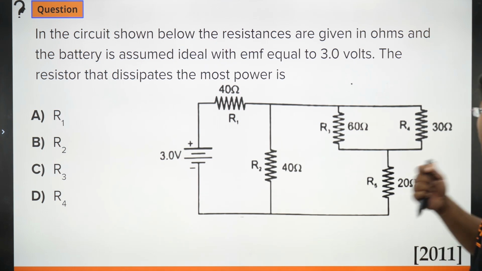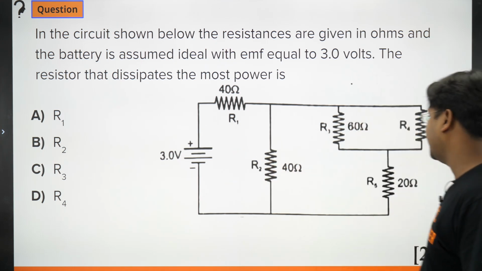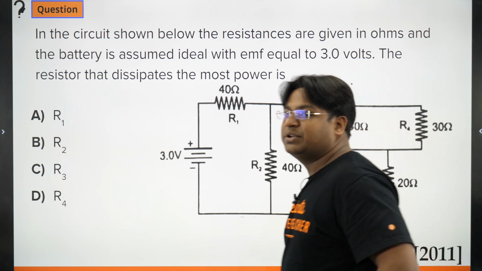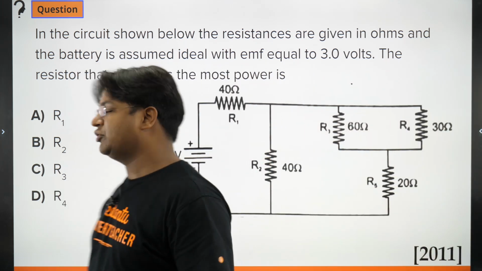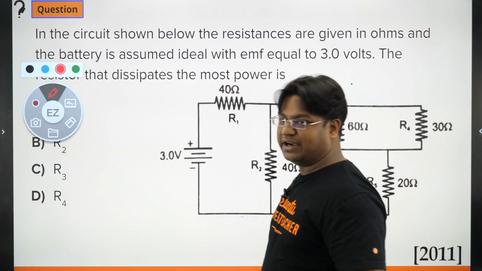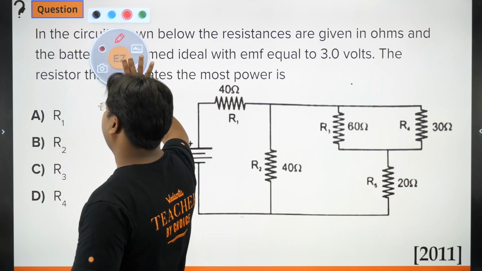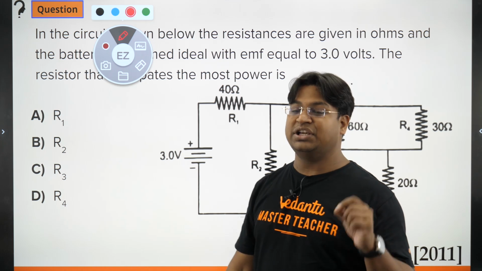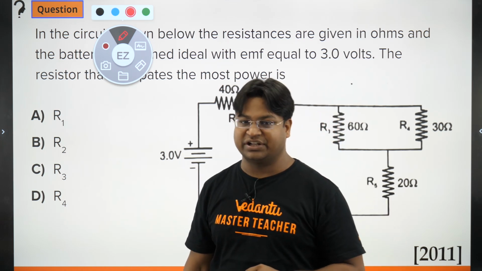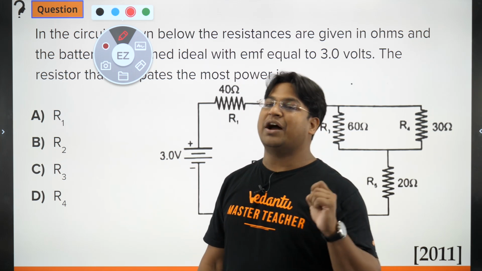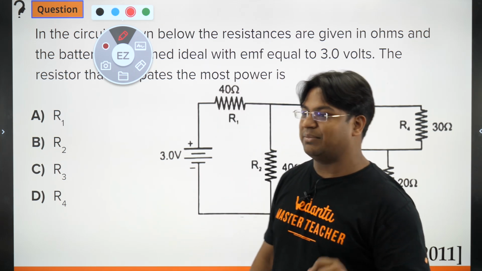So the battery is given to us as 3 volt, and some resistances are mentioned here, the values are also mentioned, and we have to figure out which resistance is dissipating the maximum amount of heat. Seems like an interesting question. First of all, understand that you have to just figure out which resistance is generating the maximum amount of heat. You don't have to figure out the amount of heat, like how much power one resistance is generating. You have to just figure out which one is generating the maximum power.